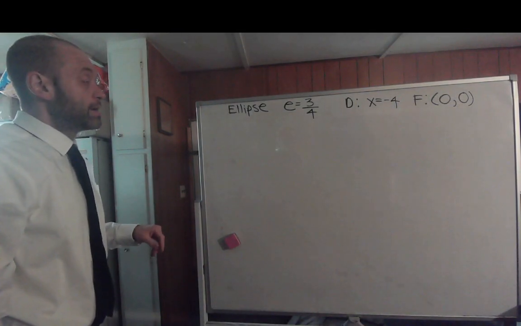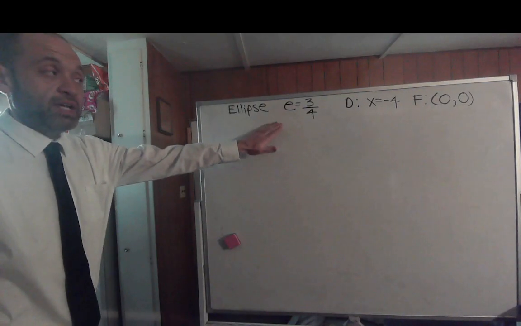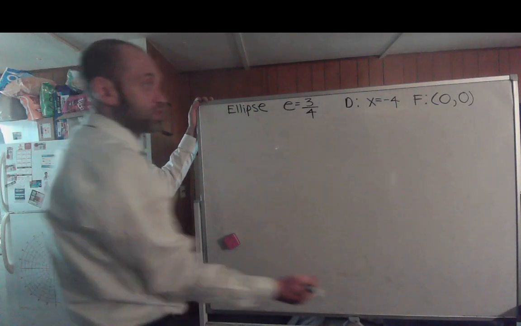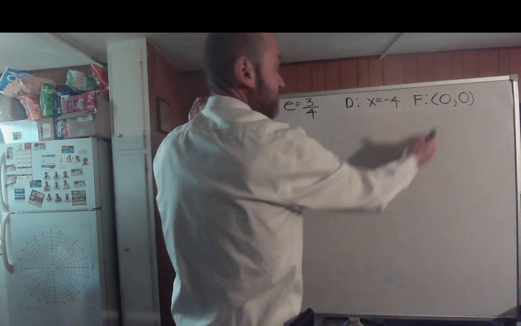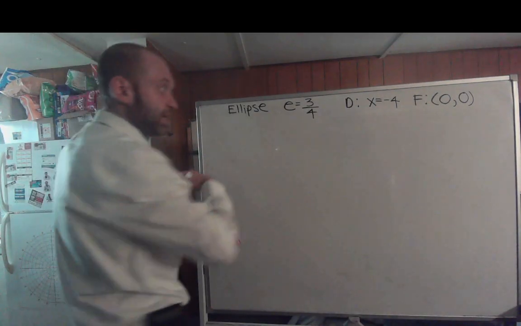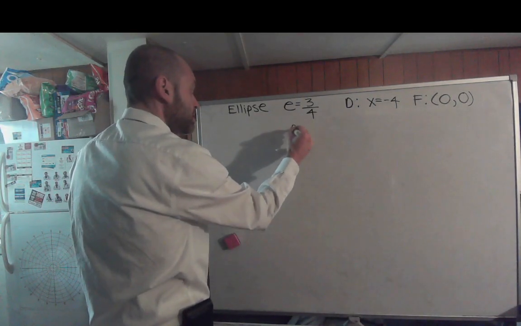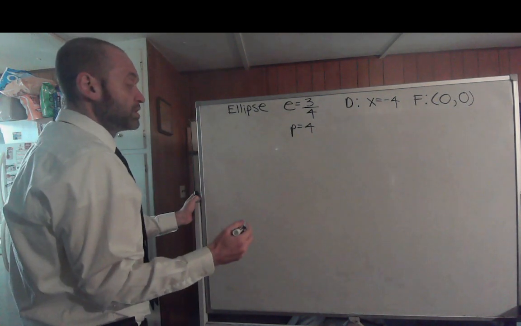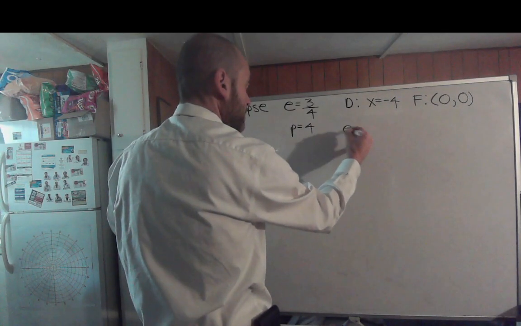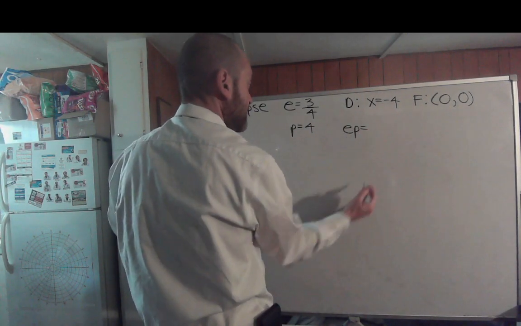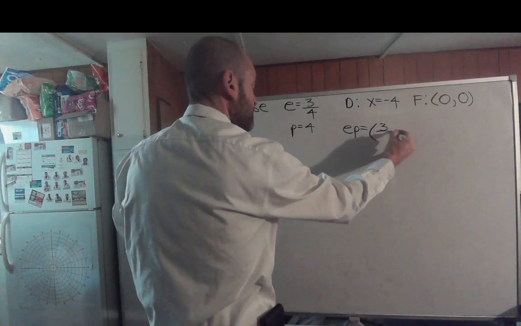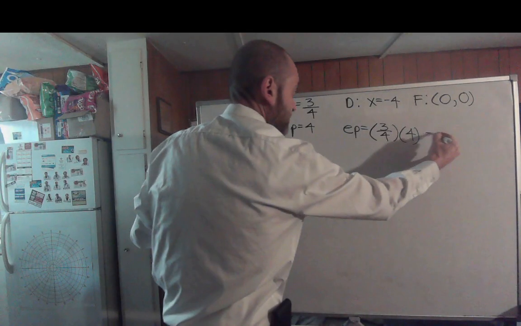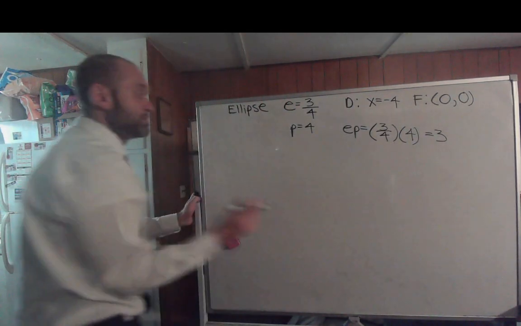Well, we know e, let's find p next. That again is just your distance from the focus to the directrix, so an x-coordinate of 0 to an x-coordinate of -4, that's a distance of 4. So p equals 4. Now, let's just do e times p real quick. e times p just equals 3/4 times 4, which would give you 3, right? So e times p is 3.